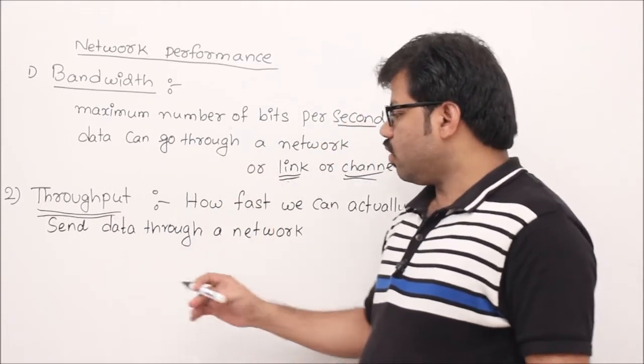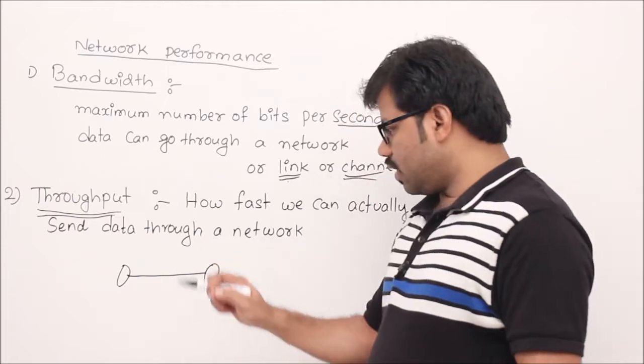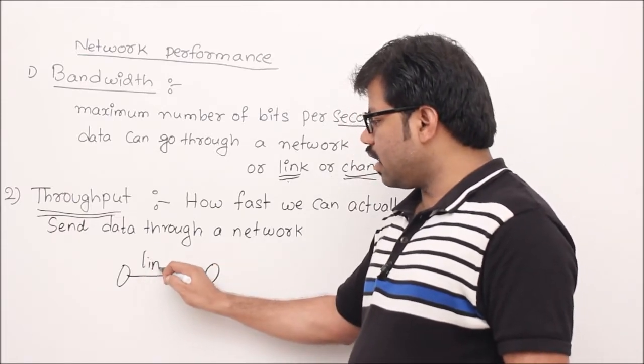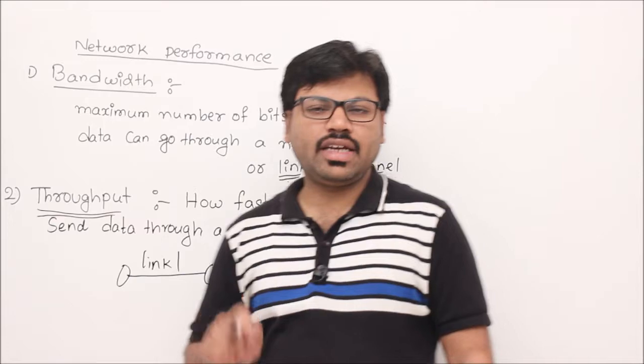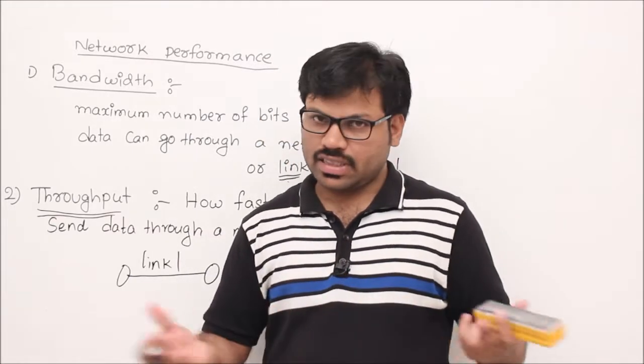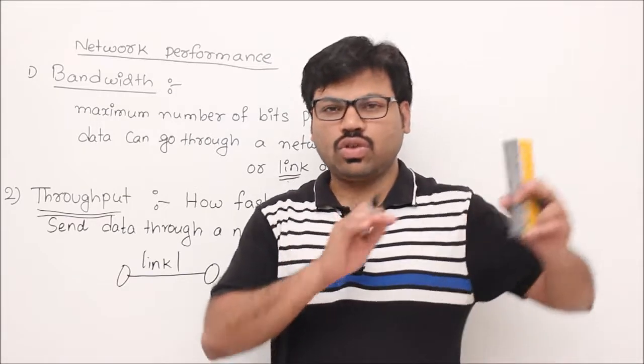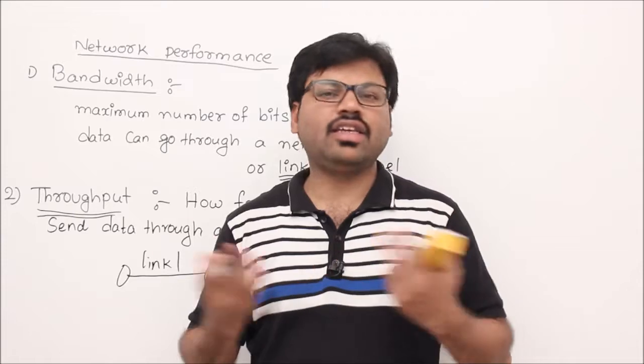We will see. We are going to define bandwidth for a channel, otherwise a link. I use link and channel interchangeably. The meaning of channel is a communication medium. That means I say optical fiber channel, otherwise copper channel. In that way, channel means the medium through which you are sending the data. Anything can be a channel.